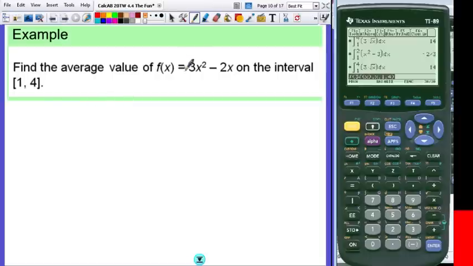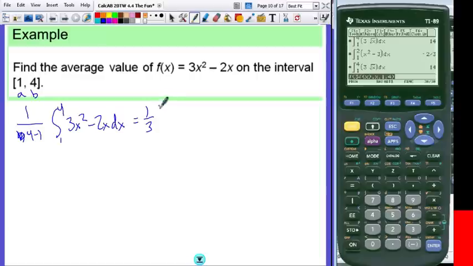Let's actually do this. I'm going to find the average value of f of x on the interval from 1 to 4. So using that formula, this is going to be my a, this is my b. So 1 over b minus a, which is 4 minus 1, times the integral from 1 to 4 of 3x squared minus 2x dx. So integrate that. I get 1/3, so 4 minus 1 is 1/3, times, it's going to be the integral of 3x squared is x cubed, minus x squared, from 1 to 4.